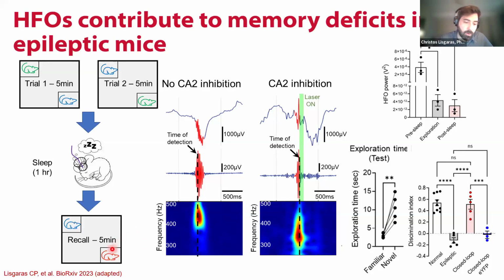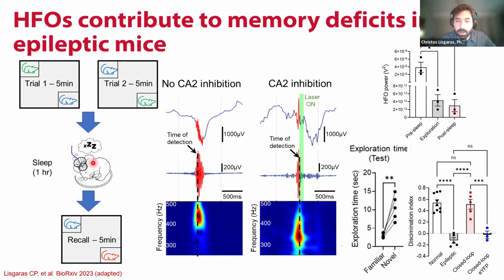So they would go to this mouse and explore it and say, oh, that's something different from what I saw before. And they spend more time with that mouse. So epileptic mice were impaired, so they couldn't tell whether this was a familiar mouse or that was a novel mouse. So they had an impairment of recalling what they learned. And we thought that might be due to HFOs during sleep.